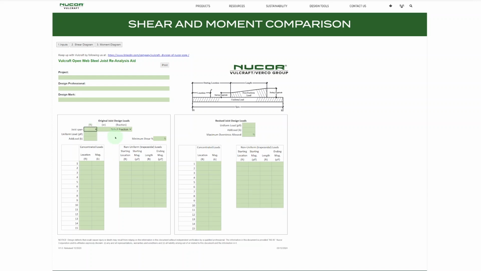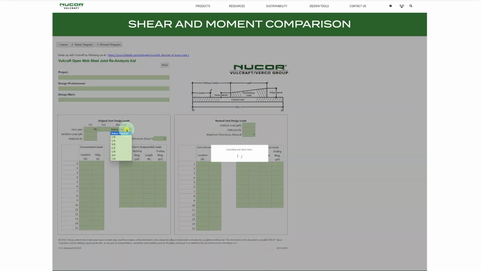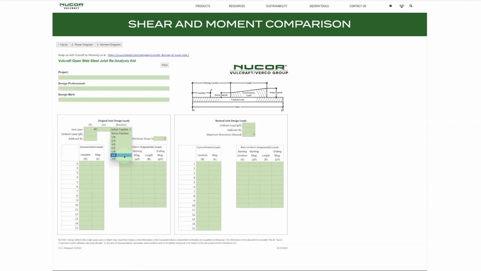Let's figure a 40-foot joist span, 0 inches. If I did have a fractional amount of inches, I could input that here up to the 1/8. And then for the uniform load, let's just figure 280 PLF. Maybe we had the original drawings, so we know that's what this joist was designed for. And per the SJI spec, that joist is going to have a minimum shear of 25% of the end reaction. We'll see that in the shear diagram in a second. And that's all this joist was designed for in our hypothetical here.